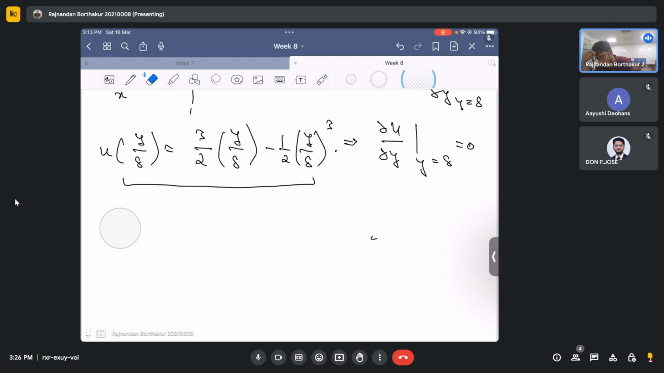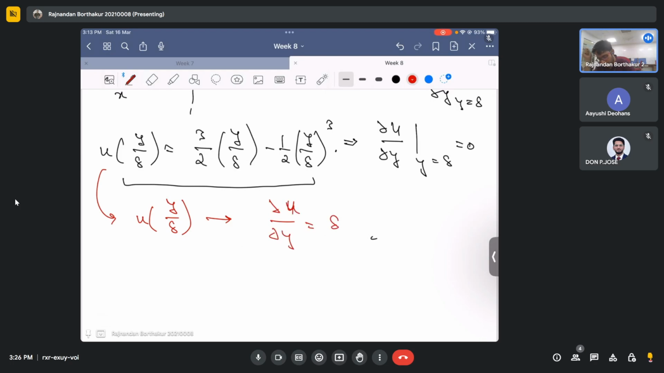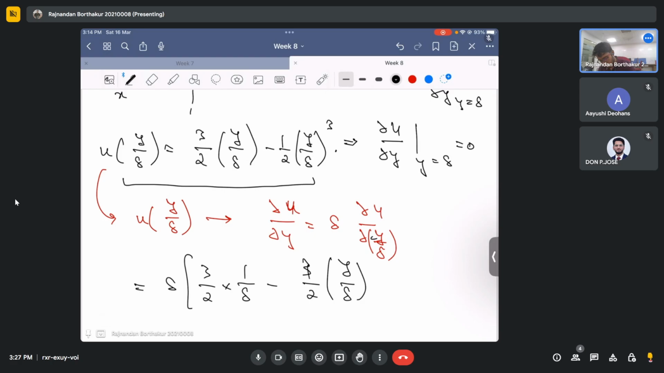So this u is basically a function of y by delta. If you want to evaluate del u by del y, there would be a delta that is coming out. So it would be delta times del u by del of y by delta. It would be delta times 3 by 2 into 1 by delta minus half 3 by 2 y by delta. This would be half of 1 by delta cube into 3y squared basically.